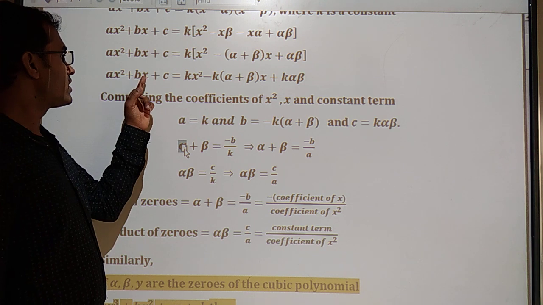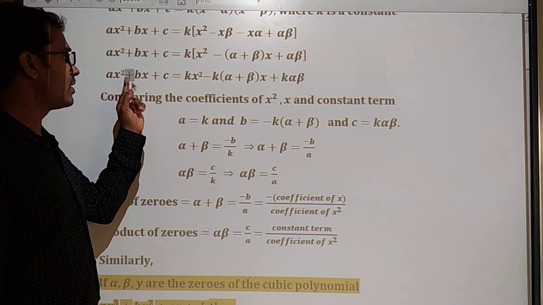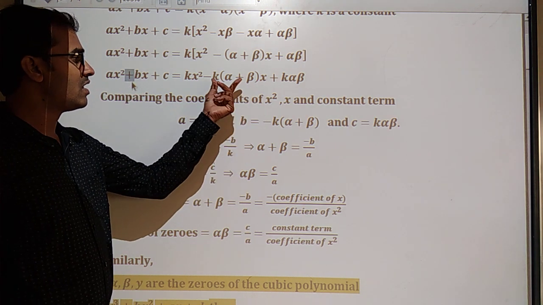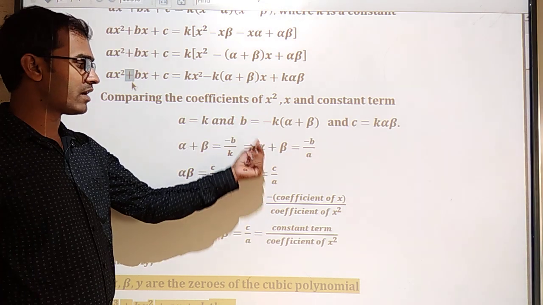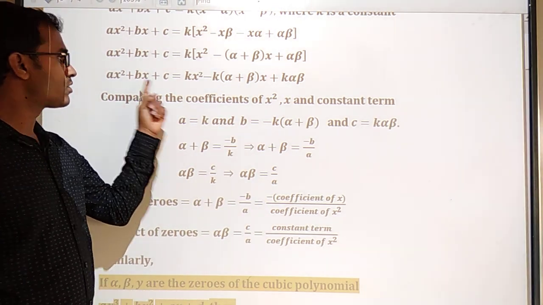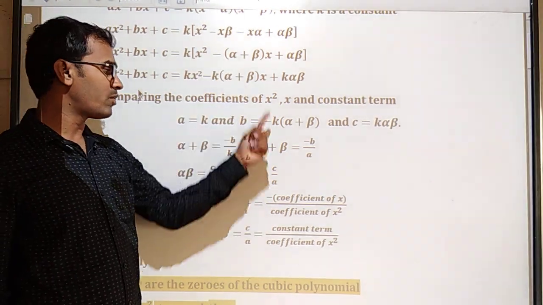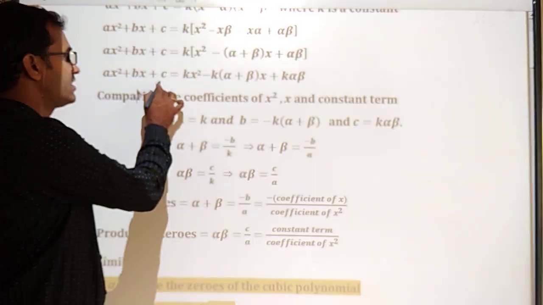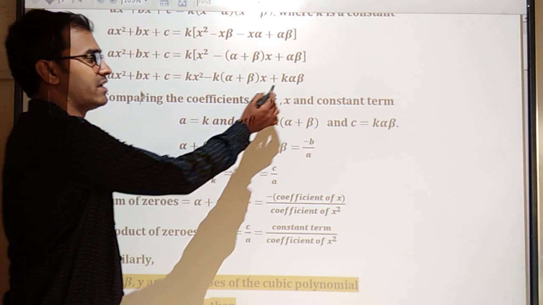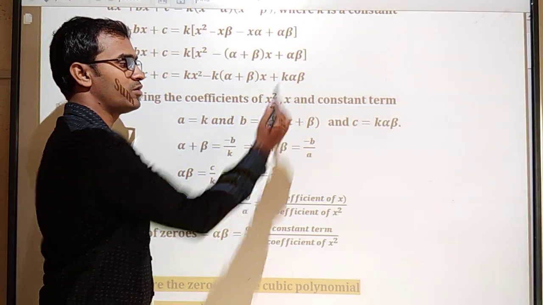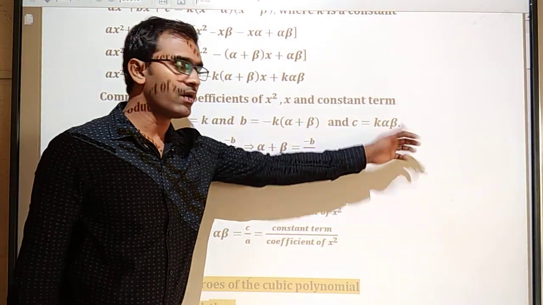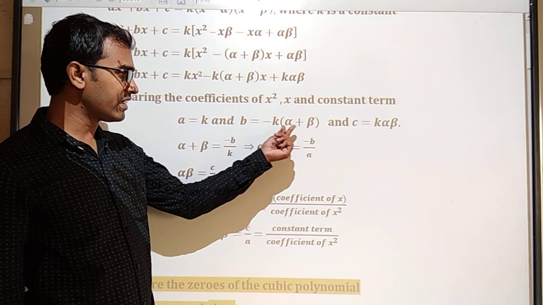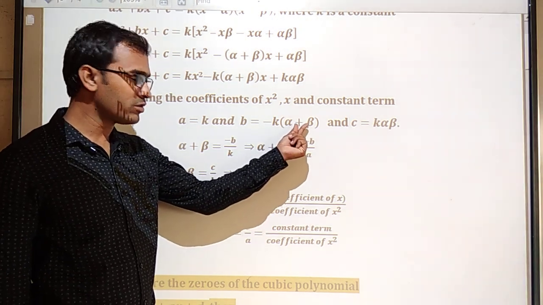Next, the coefficient of x is b, and the coefficient of x on the right is minus k into alpha plus beta, therefore b equals minus k into alpha plus beta. And the constant term here is k into alpha into beta, right? Then what is alpha plus beta equal to?